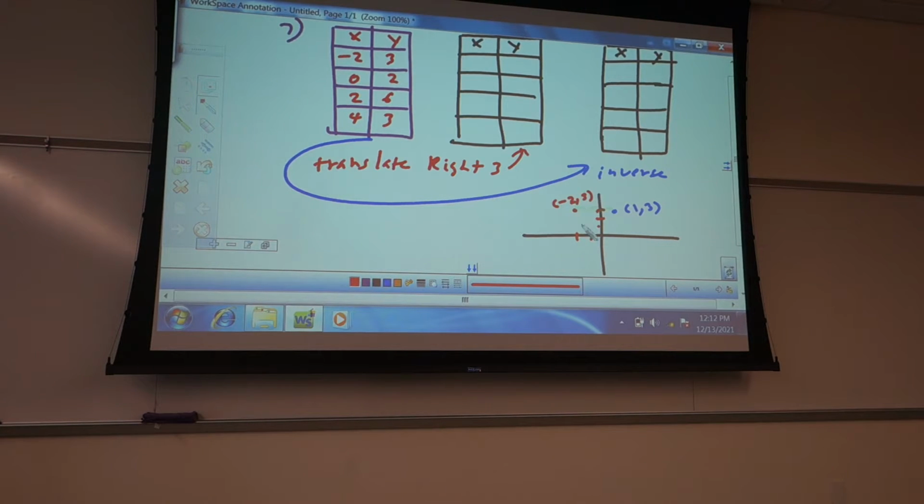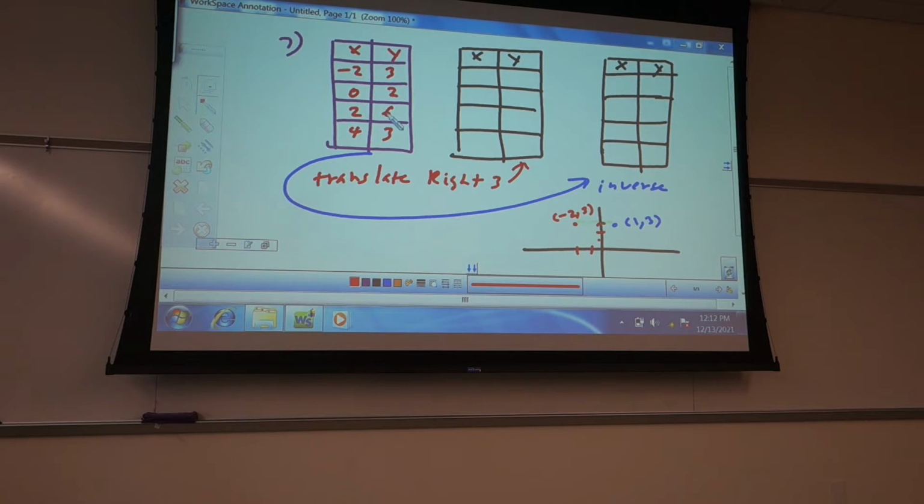So do that if you need to. And you can see, what changed? The y didn't change. The x changed. It became 3 bigger. The points are straight up, they don't change. It's just what they are. So right 3, this one becomes 3 bigger, this one becomes 3 bigger, this one becomes 3 bigger, and the y stays the same. You can see from that how that happens.